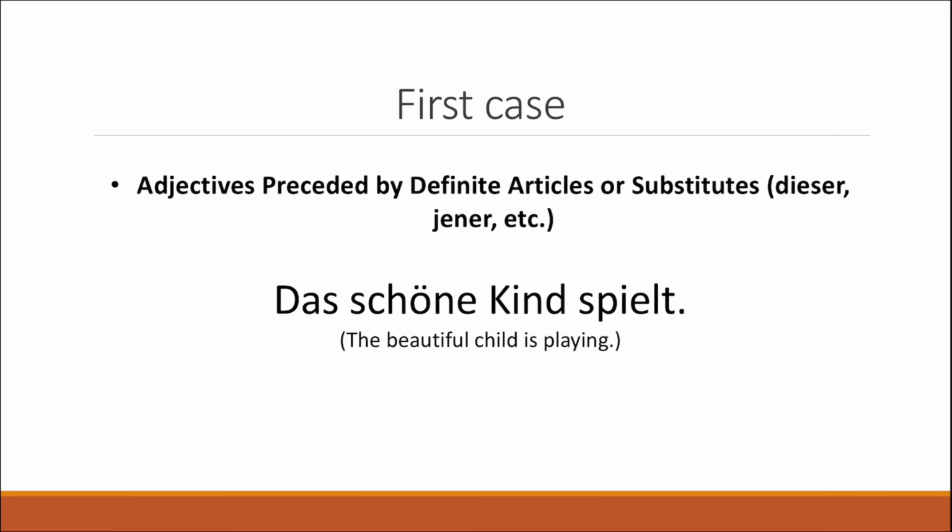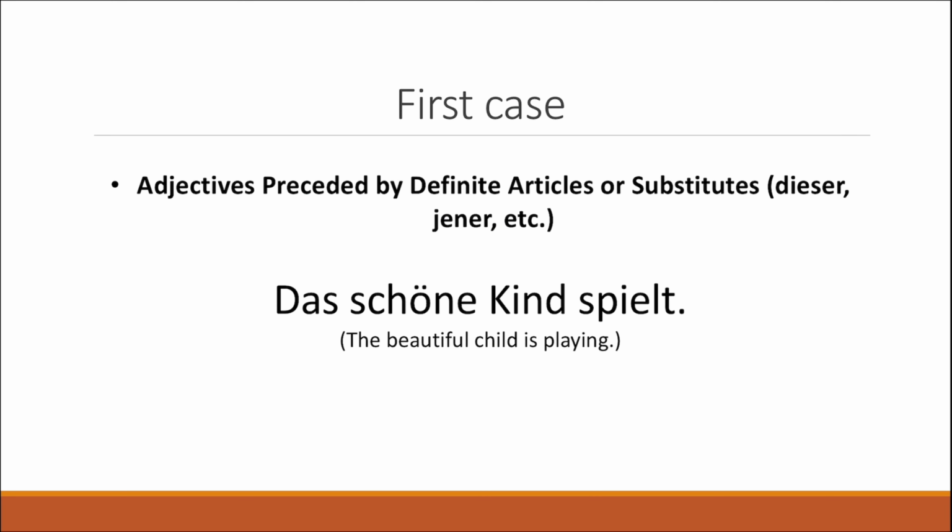In this case, we have adjectives that are preceded by definite articles, so der, die, das, or substitutes, and different adjectives which are similar in the ending. So, for example, der is similar to dieser and jener, etc. So these are the substitutes. And this is the first case.